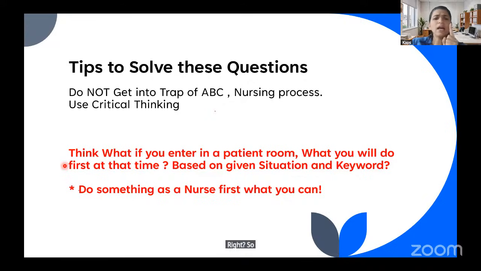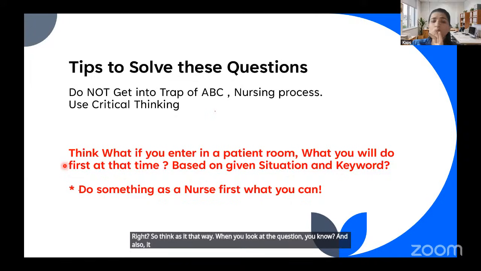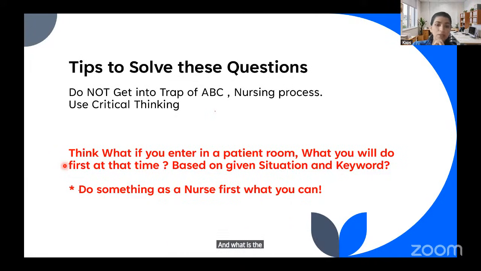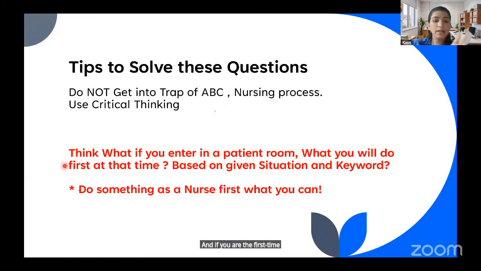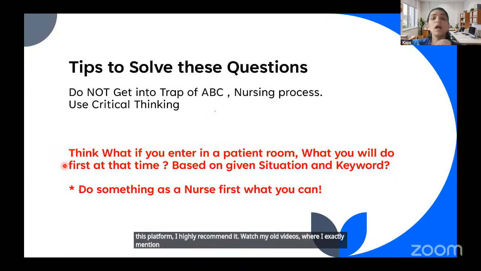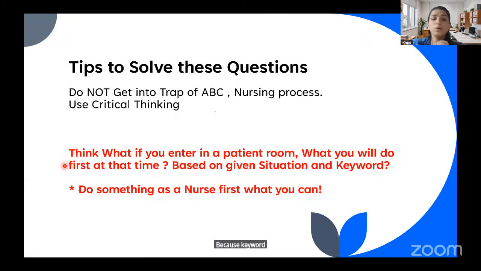So think that way when you look at the question, and it also depends upon what situation they give you and what the keyword in the question is. The keyword, as I say in every video, is always hiding before the last line of the question. If you are a first time candidate on my platform, I highly recommend you watch my old videos where I exactly mention how to find the keyword in the question, because keyword finding is very important.